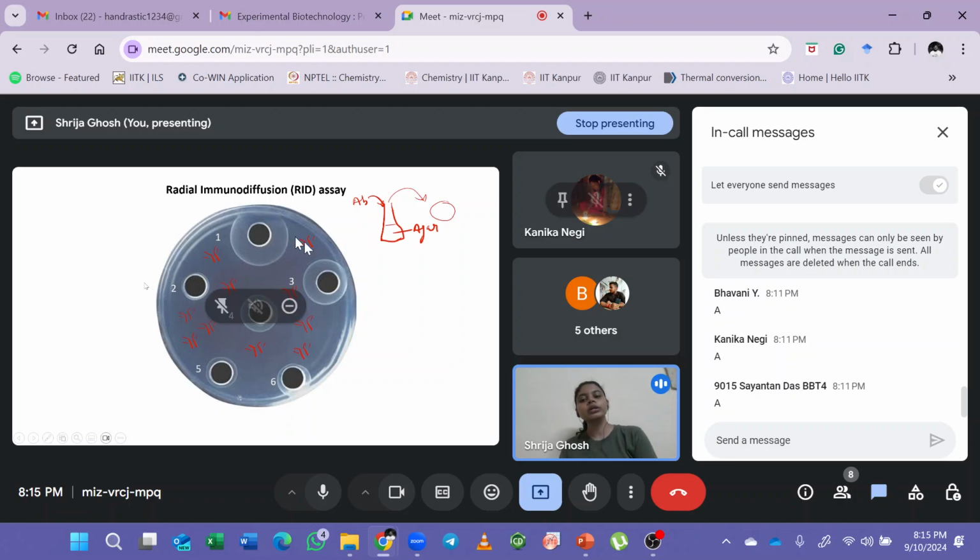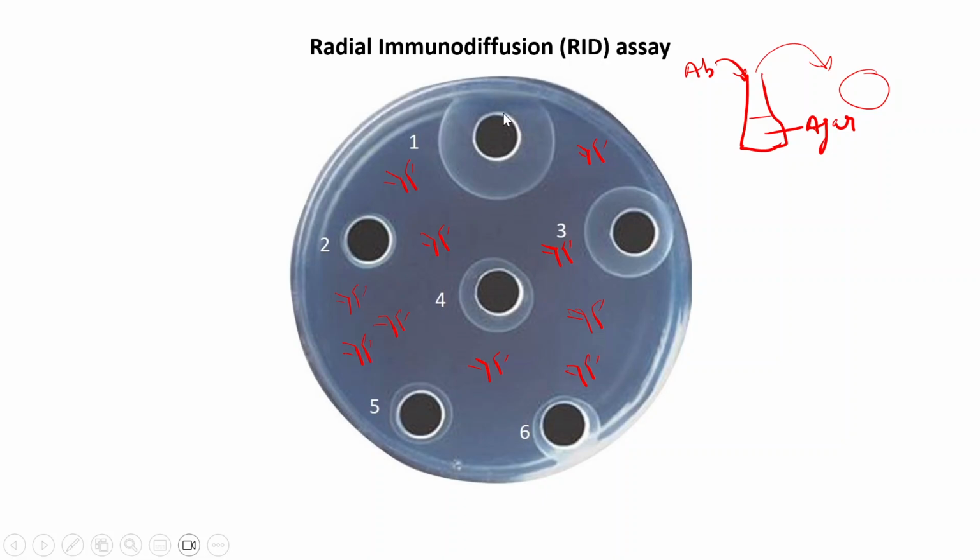Okay, now in the diluted samples, like in the 3, 4, 2, 5, these are basically serial dilutions. Each sample will have a different size of ring based on its concentration. Higher the concentration, bigger the ring; lower the concentration, smaller the ring. Now what we can do is take a scale and measure the diameter of each of these rings and make a standard plot.